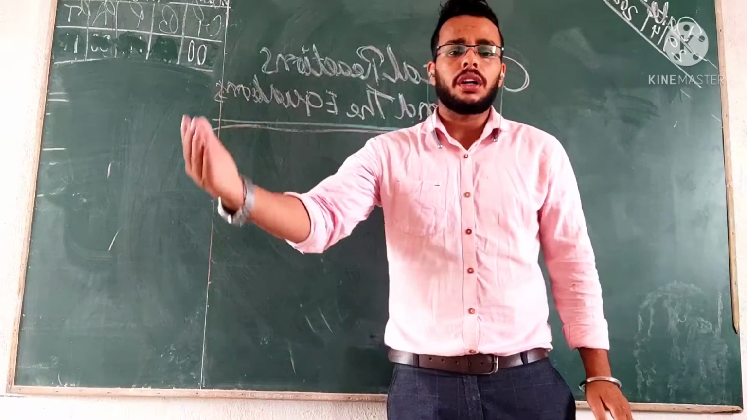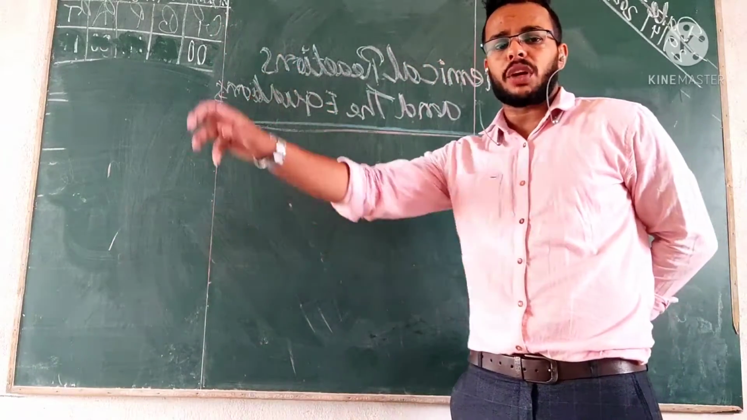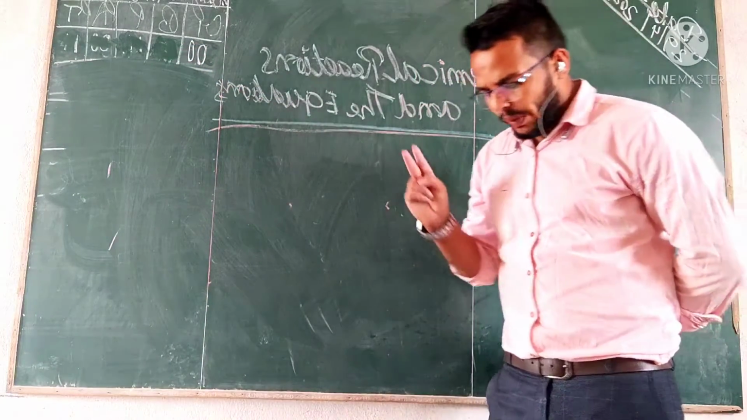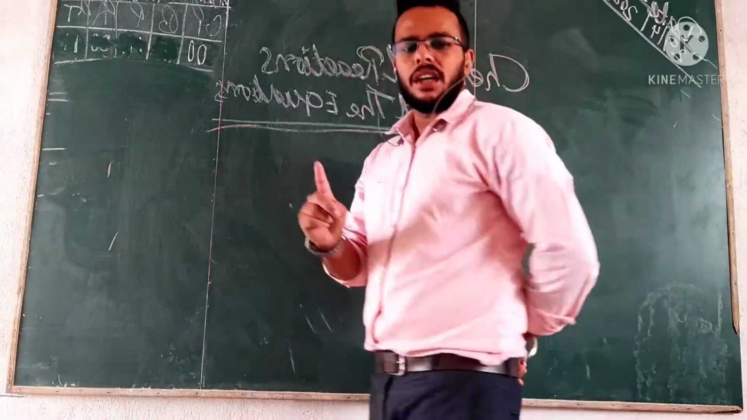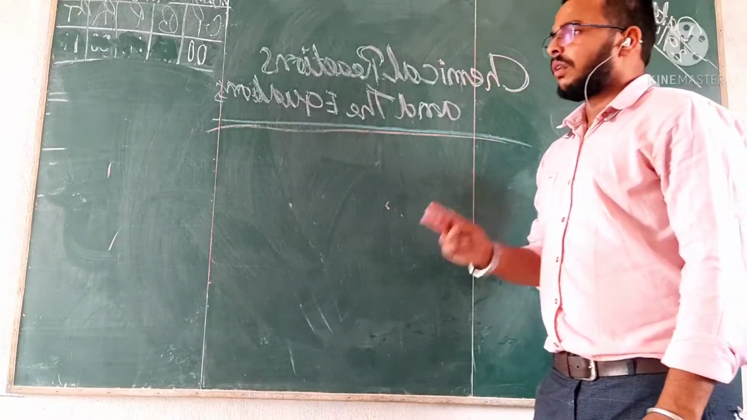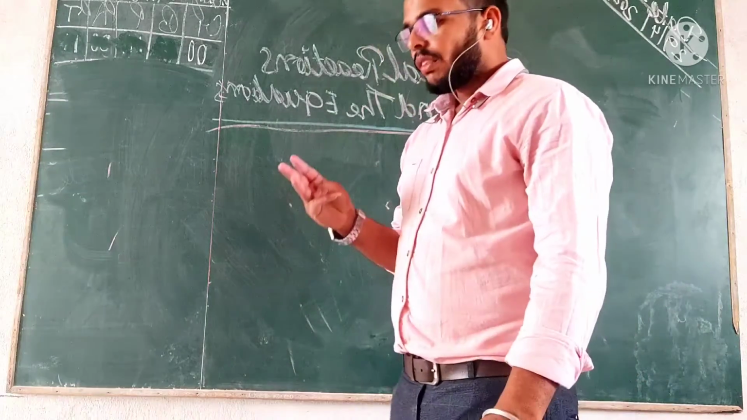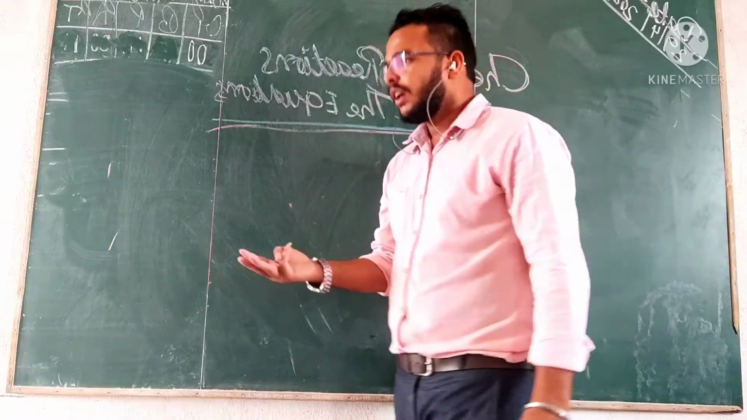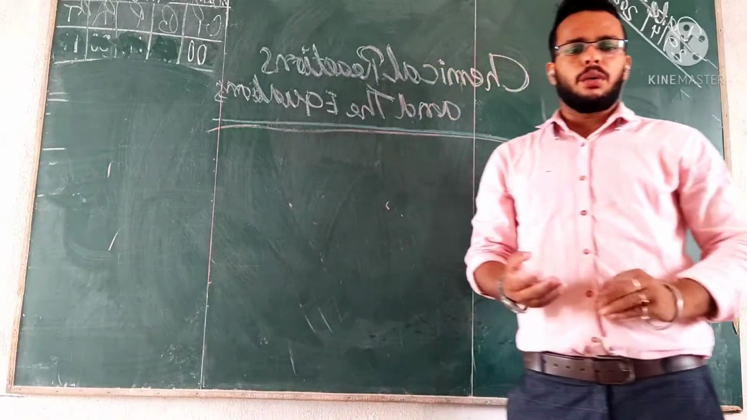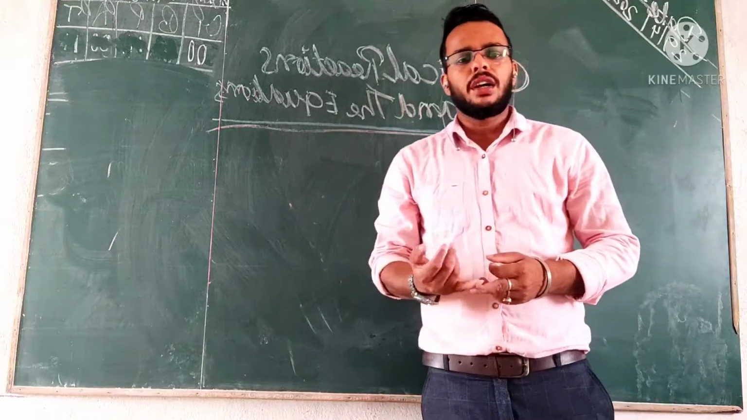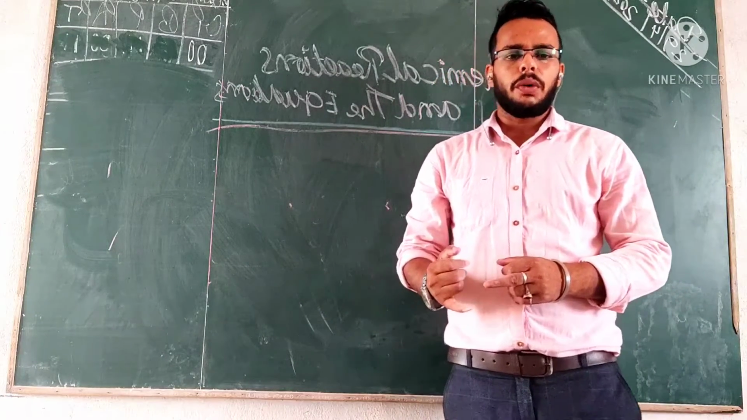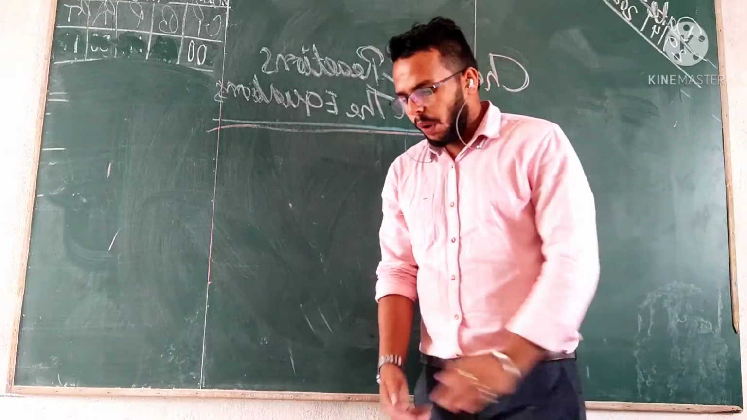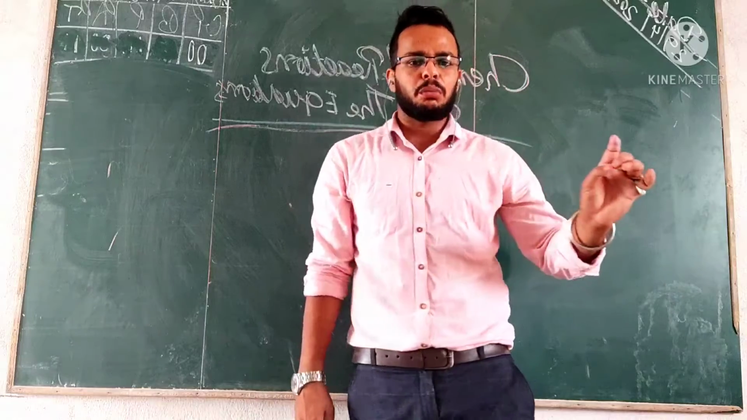Then how can you understand that a chemical reaction is taking place? The first thing, when the state is changed. Second, when the temperature is changed. Third, when gases are released. And fourth, when the nature is changed, then you can say that a chemical reaction has taken place.